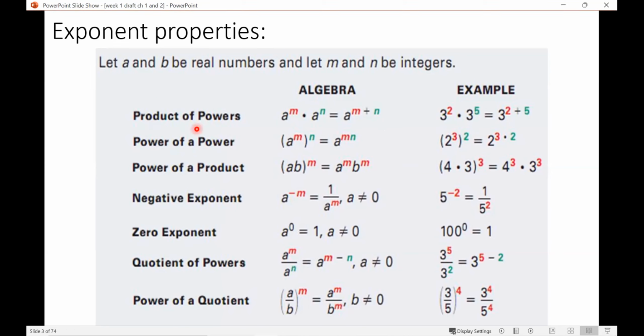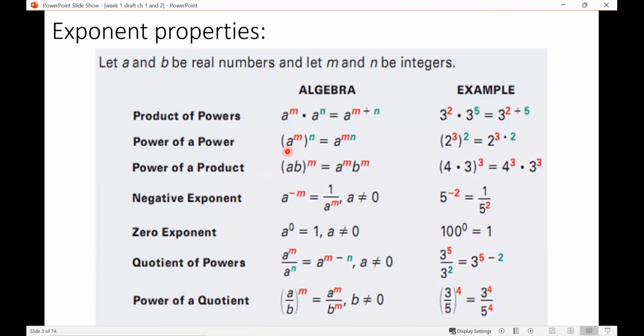So the first one is going to be the product of powers. If you have the same base raised to different powers and they're being multiplied, those powers are just telling you how many times to multiply by that base. So we can just add the powers together and multiply by the total number of times we're asked to multiply by that base. For example, if we have 3 squared times 3 to the 5th, since this means to multiply by 3 twice and then multiply that by 3 5 more times, then we can just multiply by 3 2 plus 5 times, which means multiply by 3 7 times.